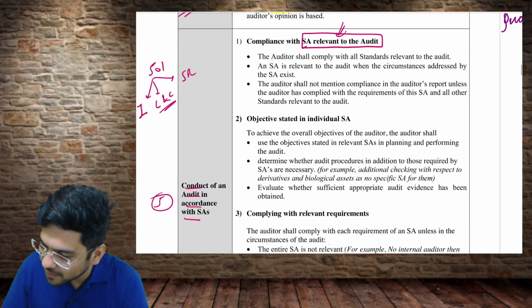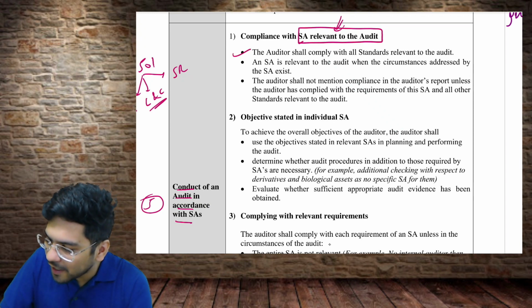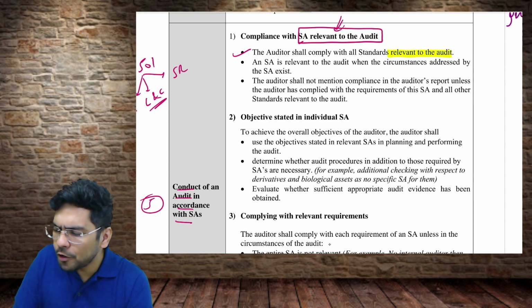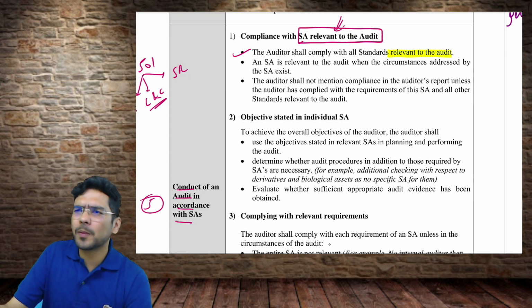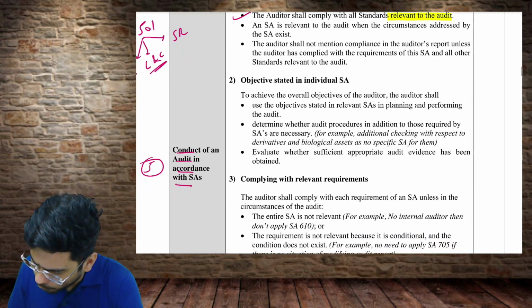And please understand this here. The auditor shall comply with all standards which are, I'm marking the word, relevant to the audit. An SA is relevant to the audit when the circumstances addressed by the SA exist. Okay. And I just wanted to cover one more point.